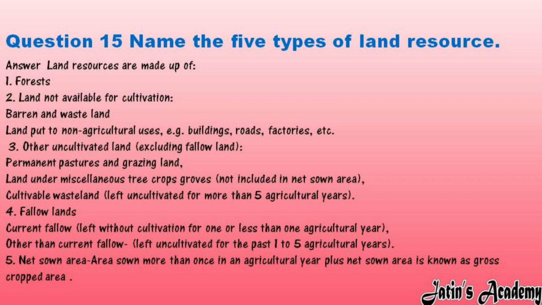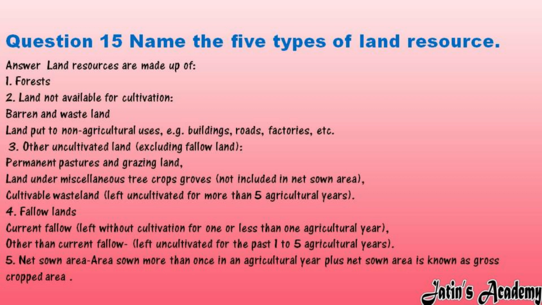Question 15. Name the 5 types of land resource. Answer. Land resources are made up of 1. Forests. 2. Land not available for cultivation. Barren and waste land. Land put to non-agricultural uses, e.g. buildings, roads, factories, etc. 3. Other uncultivated land, excluding fallow land. Permanent pastures and grazing land.